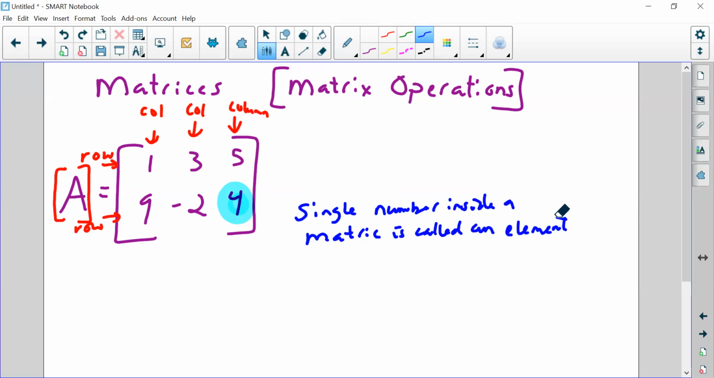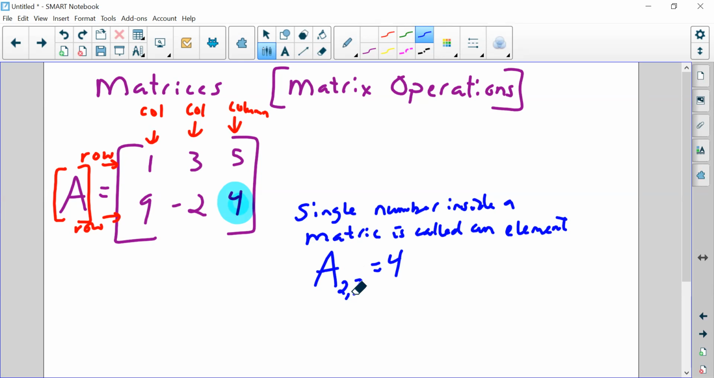And we would say the placement of this element, 4, is in the placement of matrix A. It's in the second row, third column. So if I asked you to find the element A(2,3), that would be the number 4.